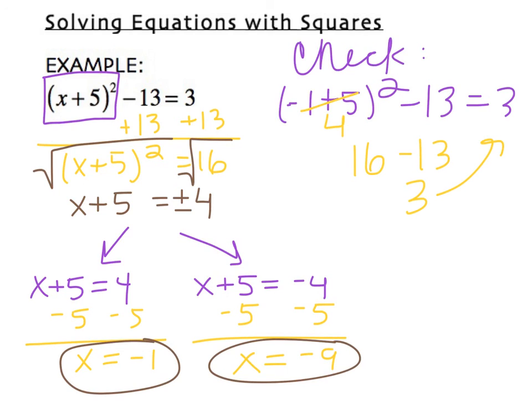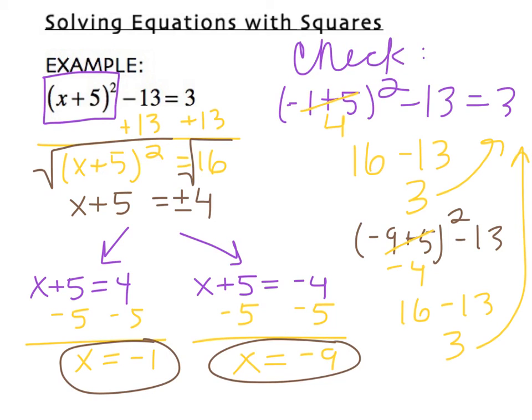Checking our second answer of negative 9. (Negative 9 plus 5) squared minus 13. Well, negative 9 plus 5, that's negative 4. Negative 4 squared is 16. And 16 minus 13 is 3. So we can see that our answers do check out. We have two answers, x equals negative 1 and x equals negative 9.